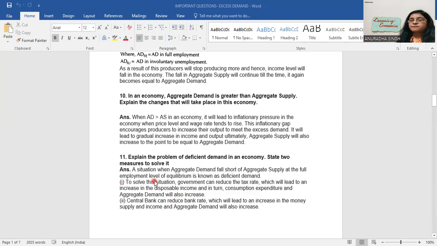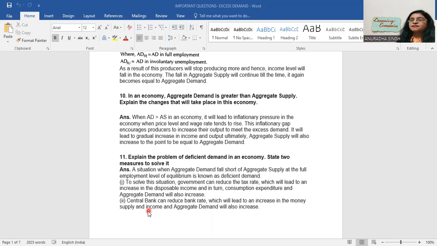And then there is question number 11. Explain the problem of deficient demand in economy. Deficient demand we have already discussed. But what are the two measures we can take? This we have to discuss. The two measures which can be taken are, because demand is deficient, the government can reduce the tax rate. This can be a fiscal method. They can reduce the tax rate. They can also give subsidy. This will be one method of increasing demand.